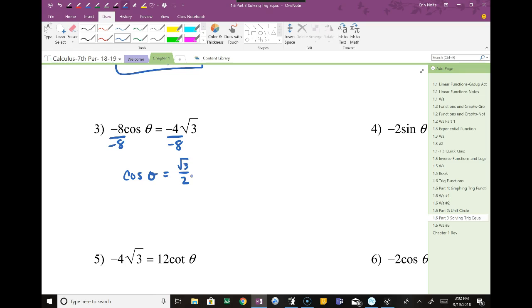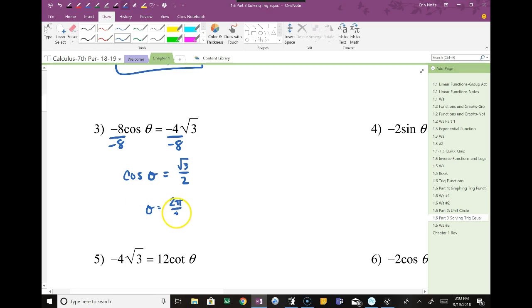So now I grab my unit circle again. I'm working with cosine again. So cosine is referencing which variable on my ordered pair? I'm looking at the x values of the ordered pairs, and where do you see an x value that is a square root of 3 over 2? There should be 2 spots.